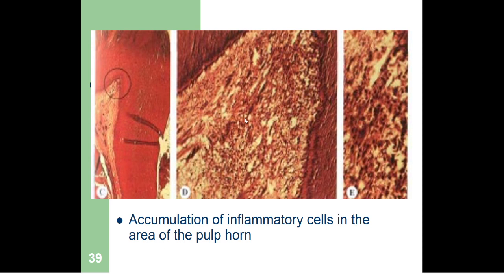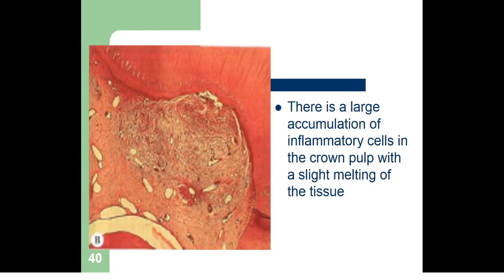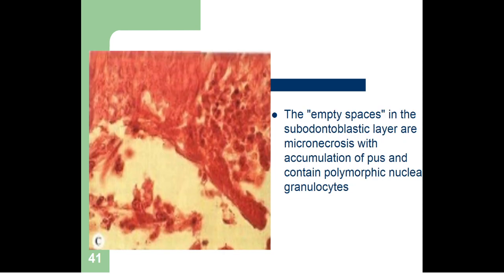Accumulation of inflammatory cells in the area of the pulp horn. This histological preparation shows you a large accumulation of inflammatory cells in the crown pulp with a slight melting of the tissue. You see these empty spaces, a layer of micronecrosis with accumulation of pus, containing polymorphonuclear granulocytes.